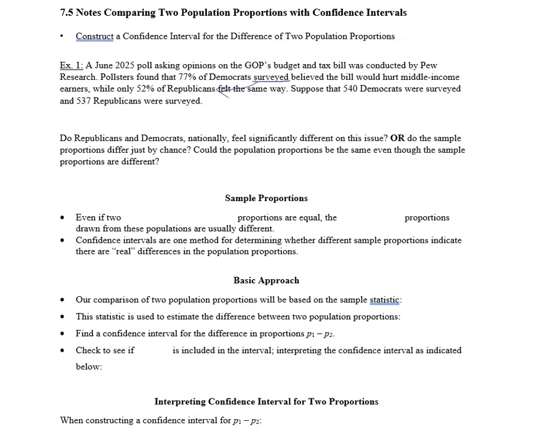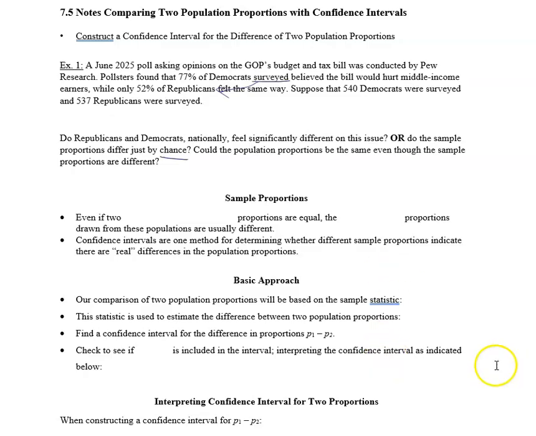What we want to determine is, we see that the percentages in the samples are different. But does that really reflect a difference in the two population proportions, or could this just be by chance? Could the samples have just differed by chance? We know that samples fluctuate all the time. But does this reflect a real difference in the proportions between Democrats and Republicans on this issue?